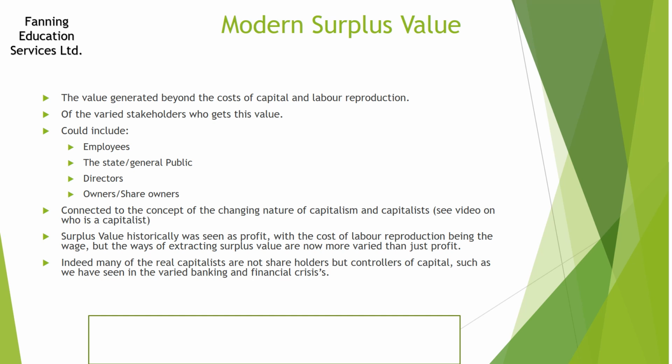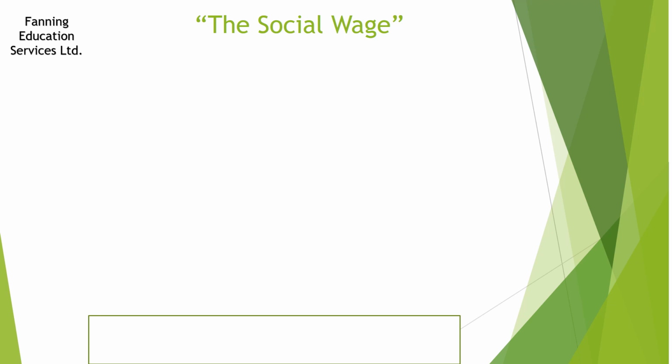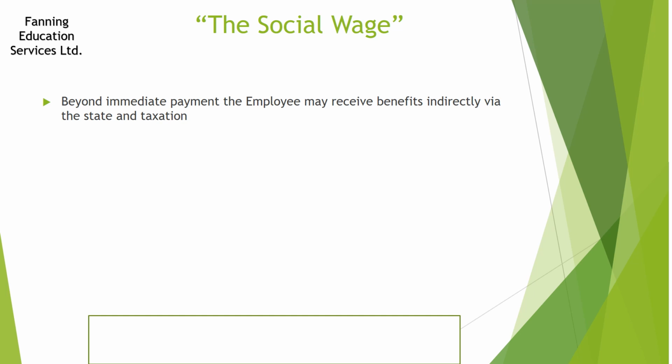So some of this extraction is in the form of the social wage, which means that this money goes from companies to the government. As I said, historically, big mill owners would pay for a doctor, or they would pay for a park. But nowadays, of course, a lot of that is done via taxation, and the employee may therefore benefit indirectly via the state and via taxation.